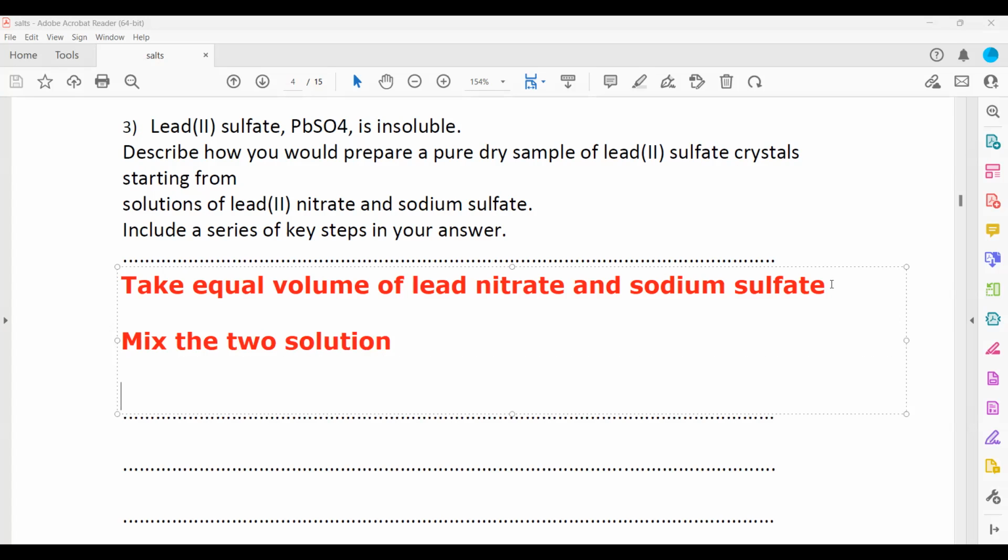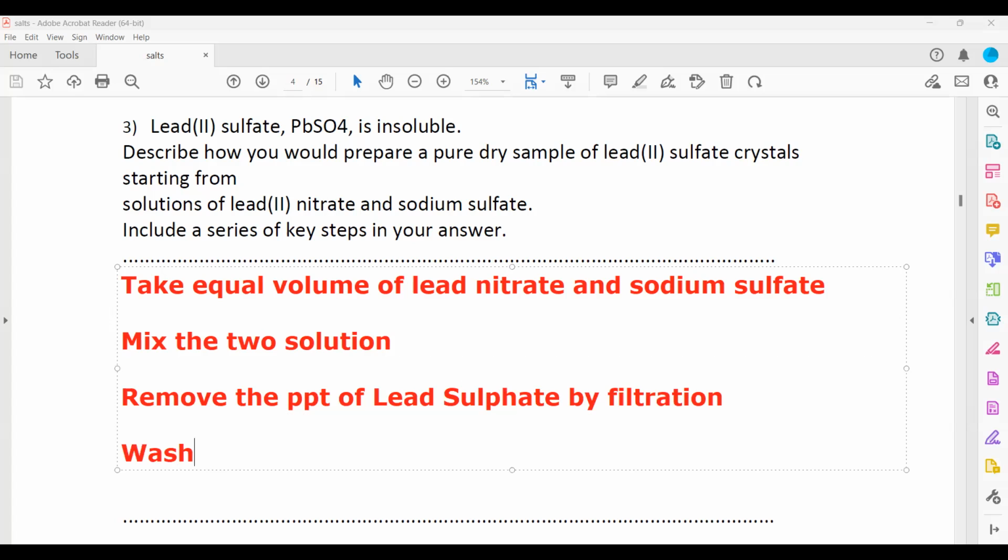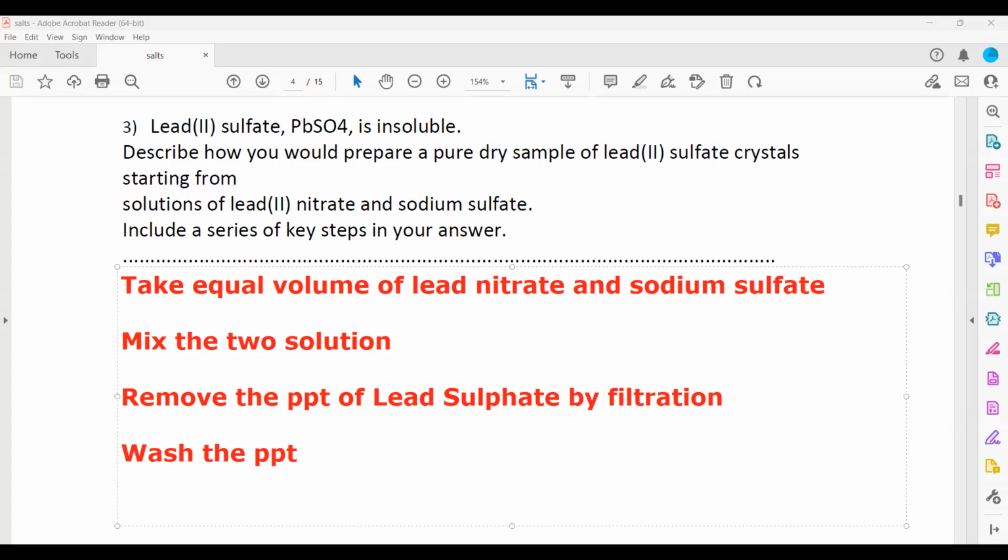Then it will form a precipitate. We will remove the precipitate of lead sulfate by filtration. Then we will wash the precipitate or residue, you can also mention, and then we will dry the precipitate by the tissue paper, or you can mention a filter paper.